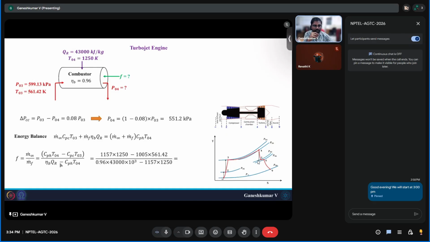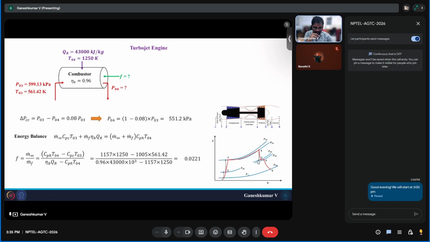So basically, you need not remember whether T02, T04 should come or T03 should come, which should come first. You need not remember all those things in this relation. Anyway, we have rearranged it from this. And then if you substitute these numbers, CPH is 1157 and CPC is 1005, T04 is 1250 and T03 is 561.42 Kelvin, and similarly the other values, you will end up having the fuel to air ratio to be 0.0221.